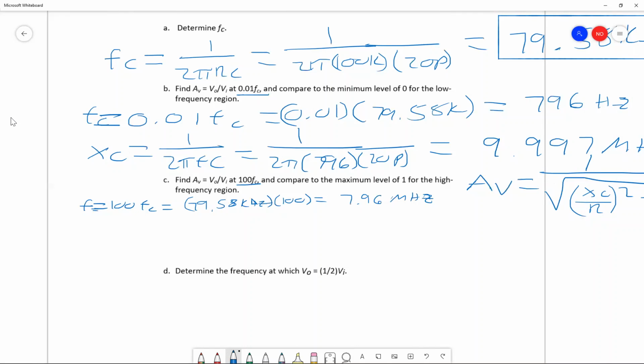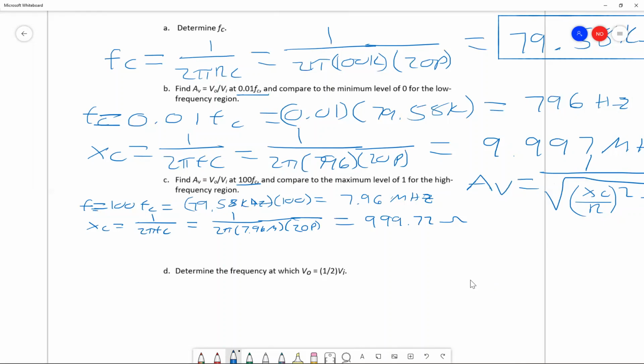All right, so that's a pretty high frequency, and we should see better results since this is a high pass filter. So we'll use the same steps. XC equals 1 over 2 pi FC. That's 1 over 2 pi times 7.96 mega. And then the capacitor was at, if I'm not mistaken, 20 pico. And we'll just multiply all this together, and we should get roughly 999.72 ohms.